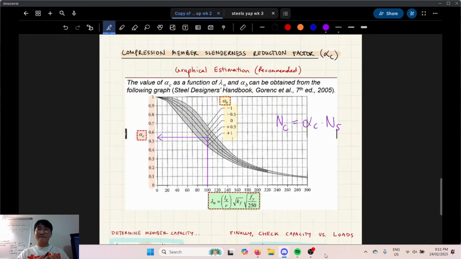Is the graph in AS 4100? No, this is from a designer's handbook. It's on the slides, so that's why I've included it in my notes, but you can only find it in the slides, that book, or my notes. You can't find it in the standards. The standards only include a table, and the table is awful. See what I mean? So this is a really useful graph. Does Brian expect us to use a table rather than this? No, use this.